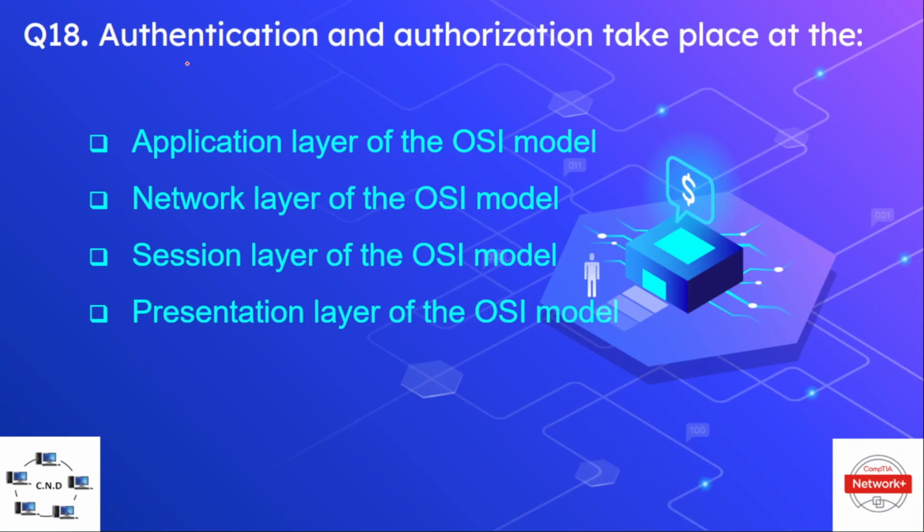Question number 18 is: authentication and authorization take place at which layer? And the options are application layer, network layer, session layer, or the presentation layer of the OSI model. And the correct answer is the session layer of the OSI model.